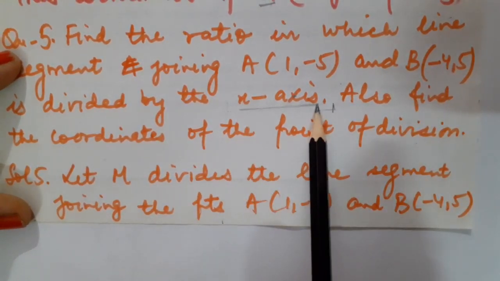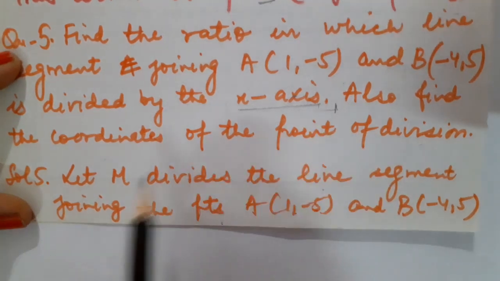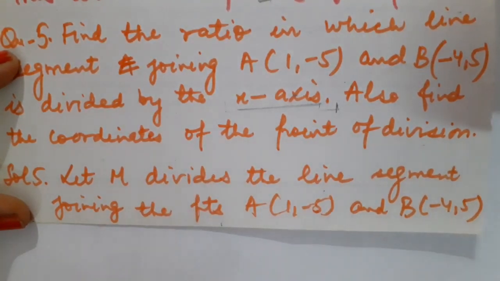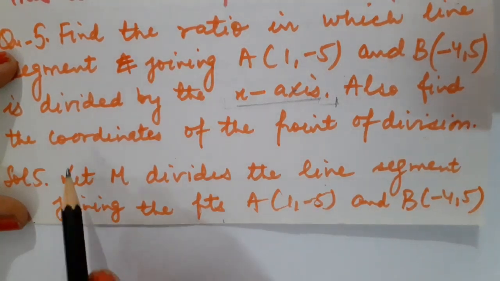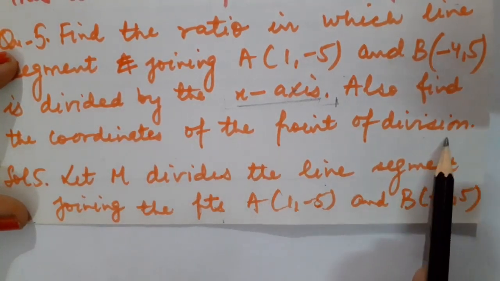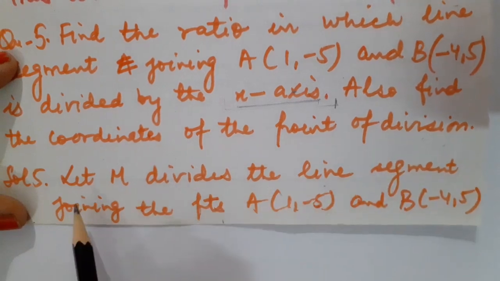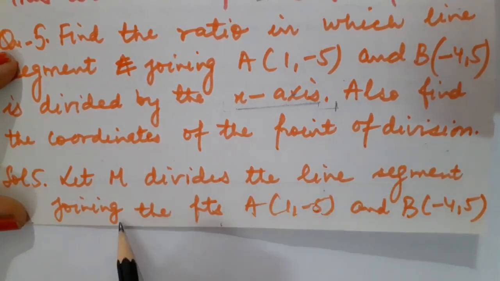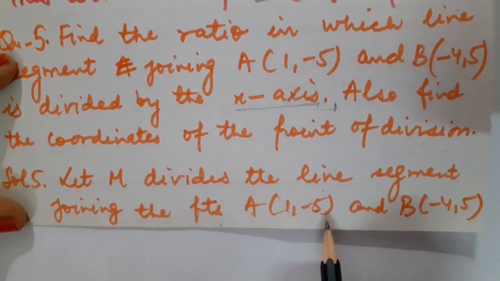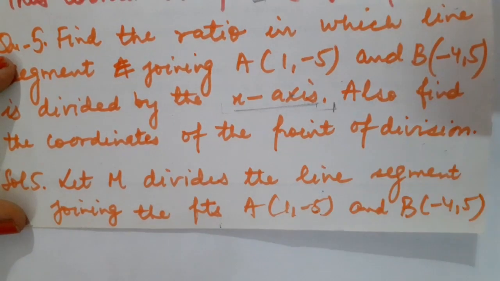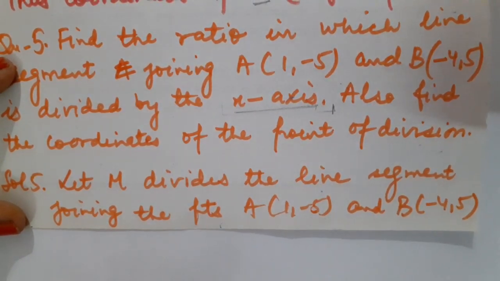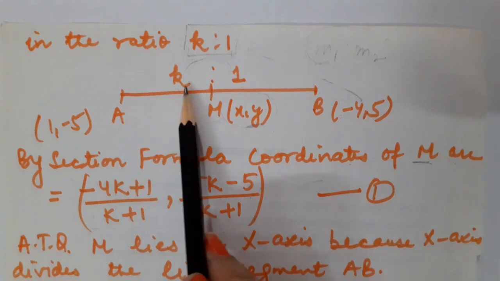Again, you know what will be the coordinates on the x-axis? That is, the ordinate must be 0. So what I have to take? That is (x, 0). Correct, students? Also, we will have to find the coordinates of the point of division. Fine. So let M divide the line segment joining the points A (1, minus 5) and B (minus 4, 5) in the ratio K:1.